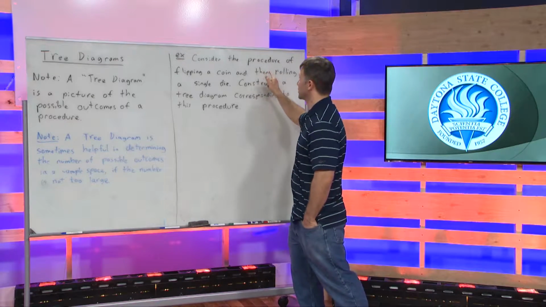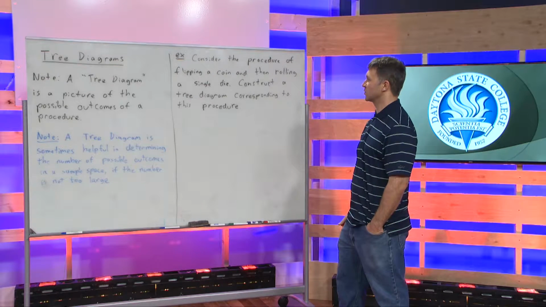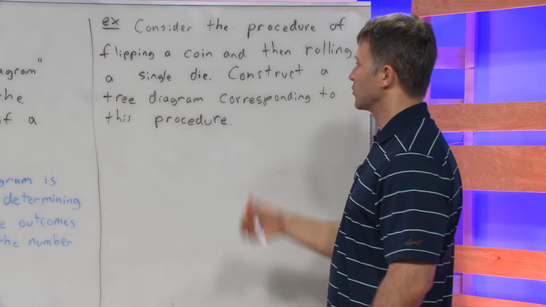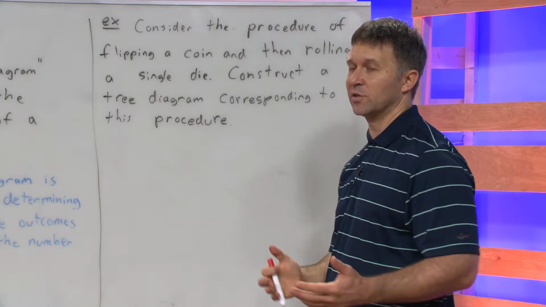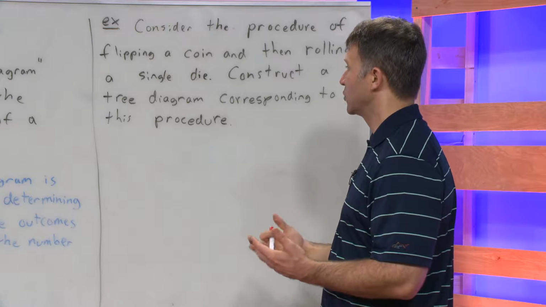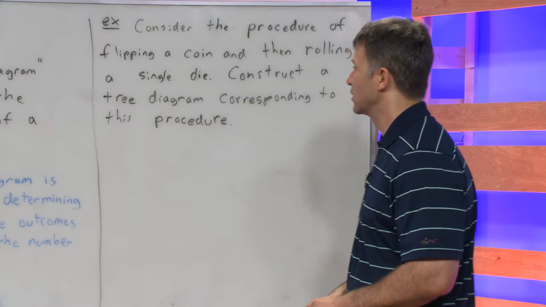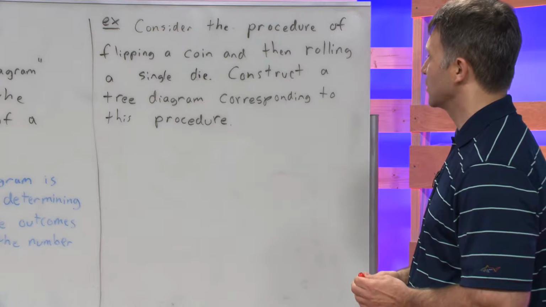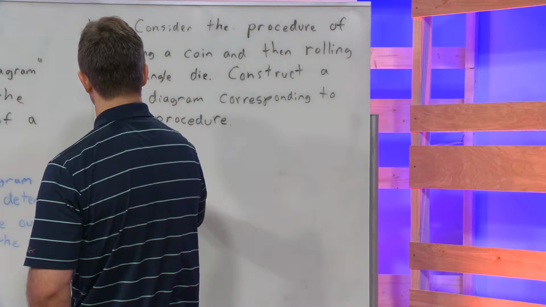Okay, so consider the procedure of flipping a coin and then rolling a single die. Construct a tree diagram corresponding to this procedure. So we're flipping a coin and then rolling a die. For the coin flip, we could get heads or tails. The roll of the die, you could get a 1, a 2, a 3, a 4, a 5, or a 6. The coin flip will come first.